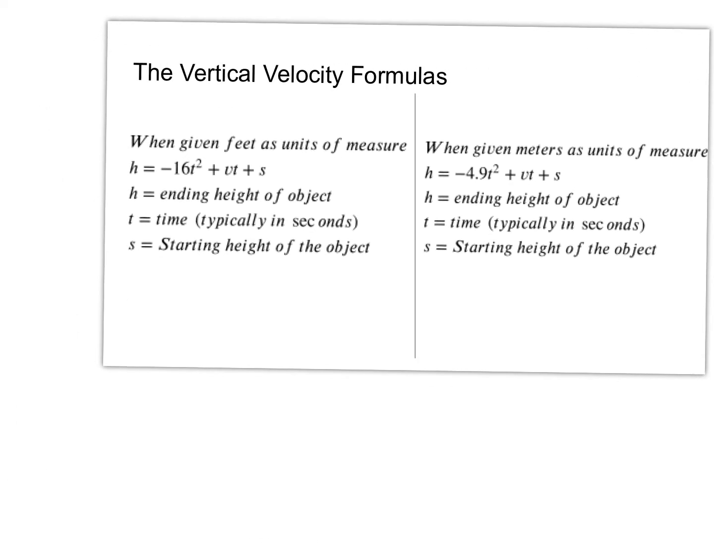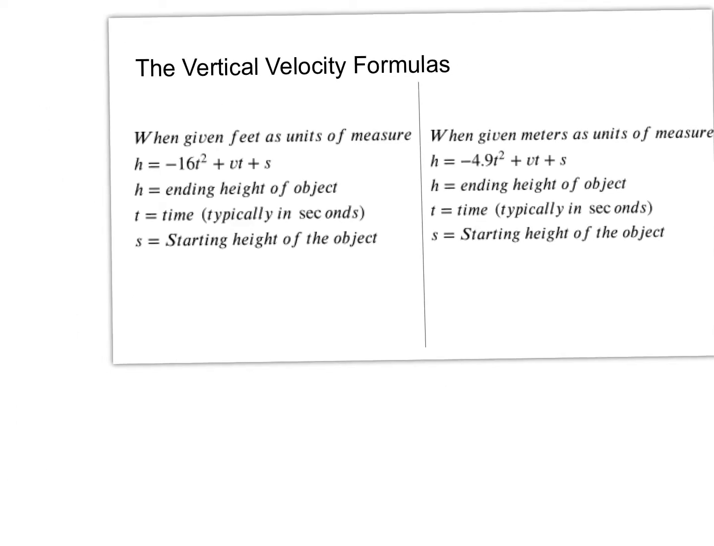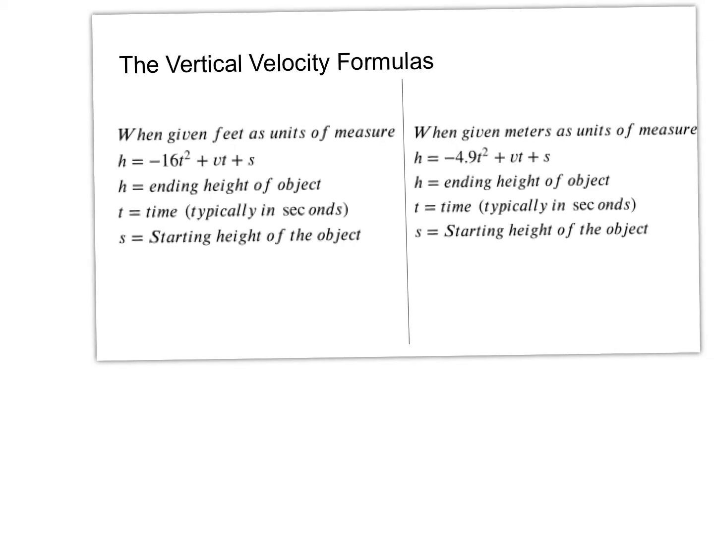Now one of the more interesting things is the formula. Notice I've got this split into two pieces, when the units are given in feet and when the units are given in meters. There is a subtle difference: for feet it's minus 16, and for meters it's negative 4.9. What those are basically standing for is the gravitational pull on Earth. So that's for you science people that love that kind of stuff.